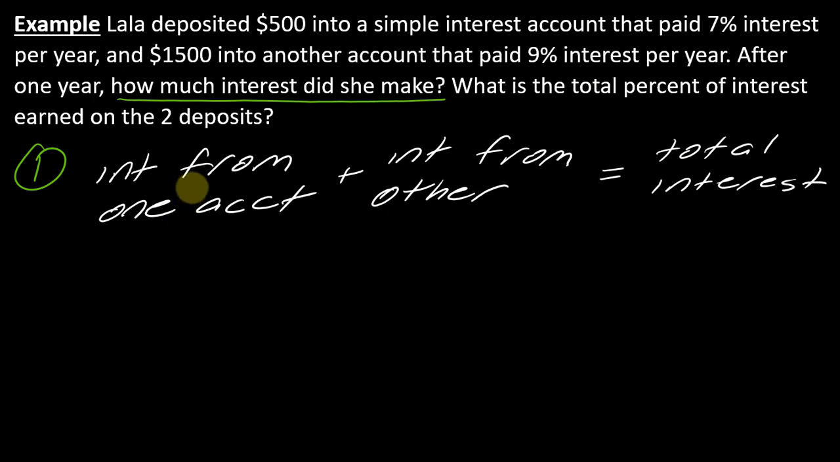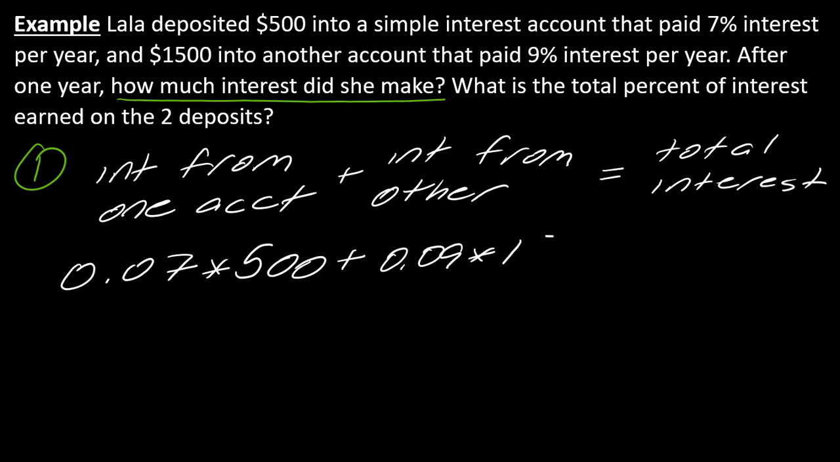Interest after 1 year is always just going to be the amount of money that you put in times that percentage amount. So to set this part up, I've got the 7% interest on $500. That would be the setup for this one. And then I have the 9% interest on the other account. And that's going to give me the total interest that I'm making. So this is just a nice straightforward calculation.